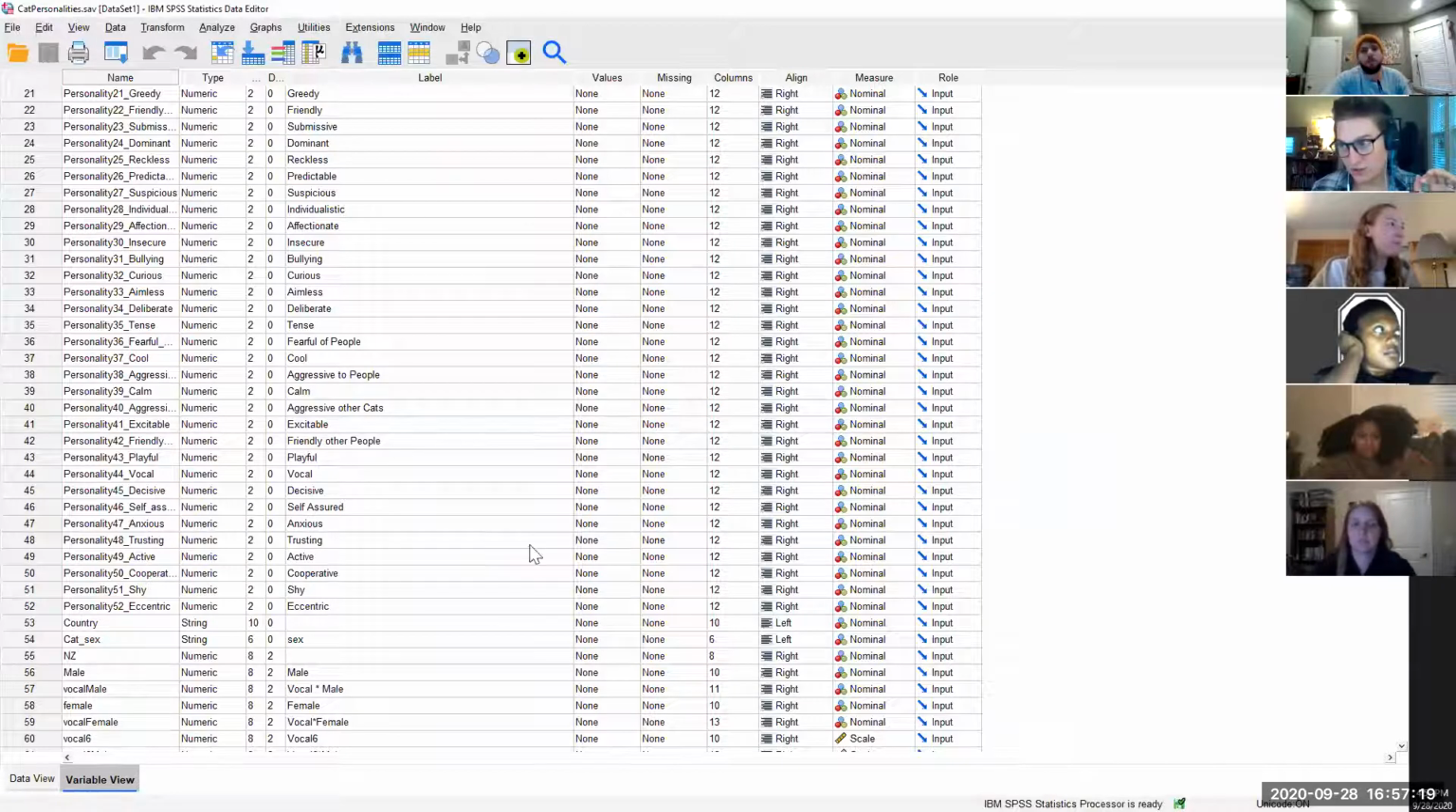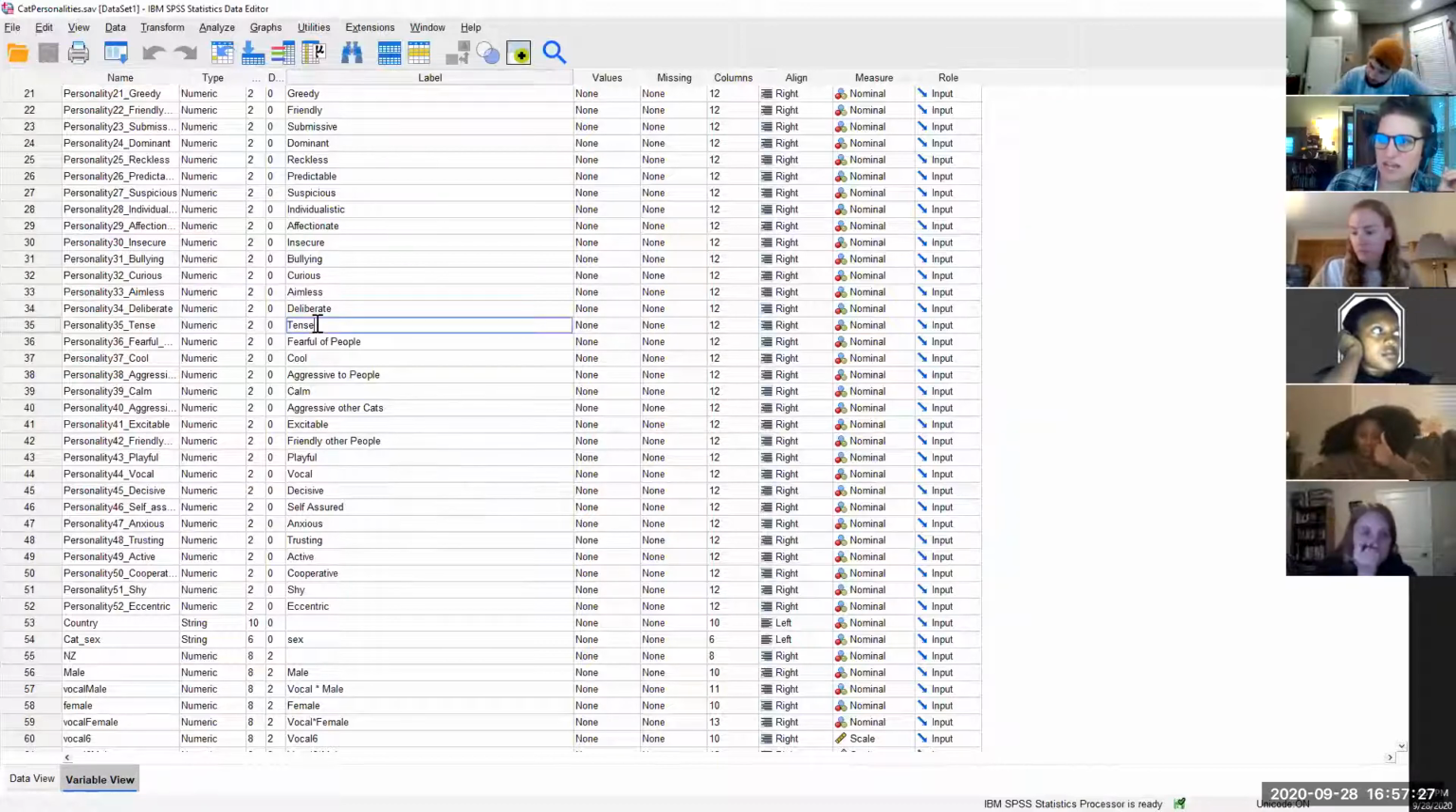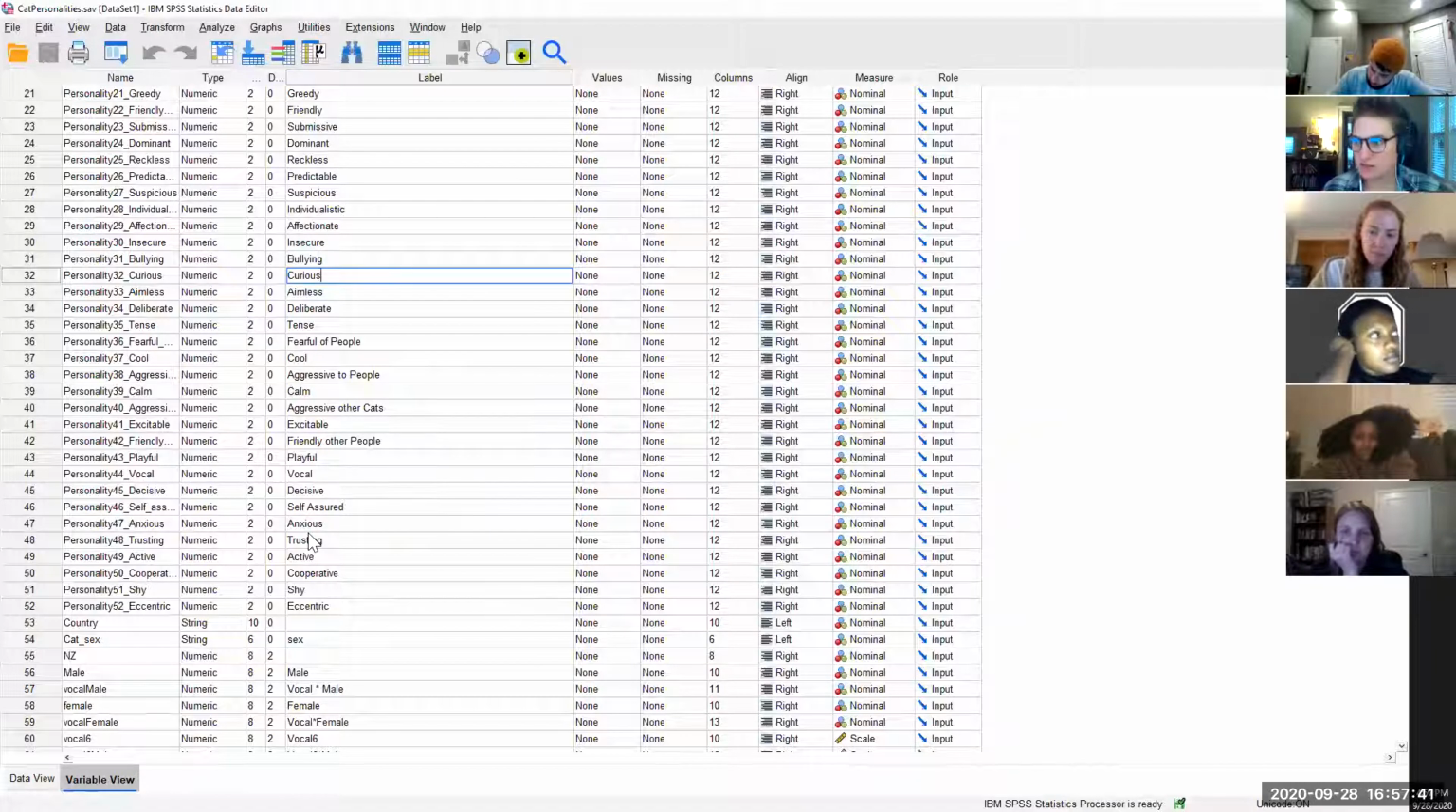So you can do that. So have a look at these. Can you see these traits of these cats that people have rated them on? So tense, deliberate, aimless, curious, anxious, all kinds of traits of cats. So what I'd like us to do is predict. We'll pick one thing to predict about cats, and we'll pick one or two things to predict them from.